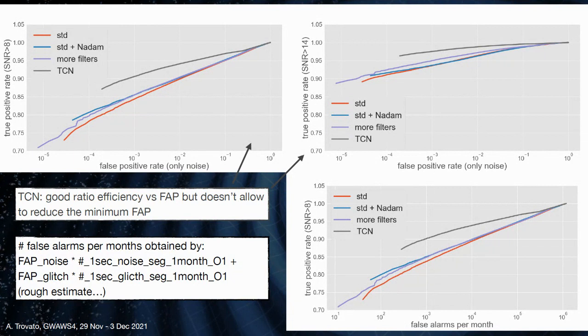I tried to convert this number into number of false alarms per month, using the amount of noise segments and glitch segments I have in this specific one month of data. I'm not sure it's a good estimate, but as you can see, it's something around 100, 1,000 false alarms per month, per year. So it's still too high.